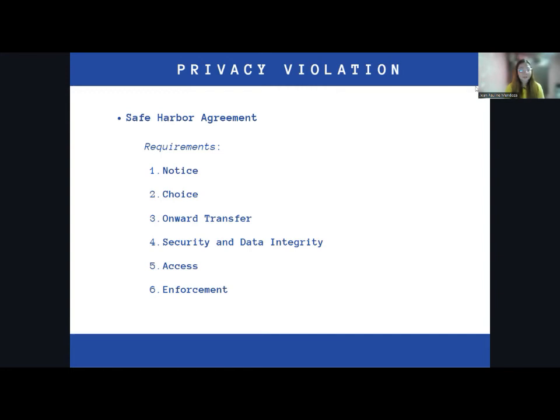Fifth is access. Unless they would be unduly burdened or violate the rights of others, organizations must give individuals access to personal data about themselves and provide an opportunity to correct, amend, or delete such data. And last is enforcement. Organizations must enforce compliance, provide recourse for individuals who believe their privacy rights have been violated, and impose sanctions on their employees and agents for non-compliance.